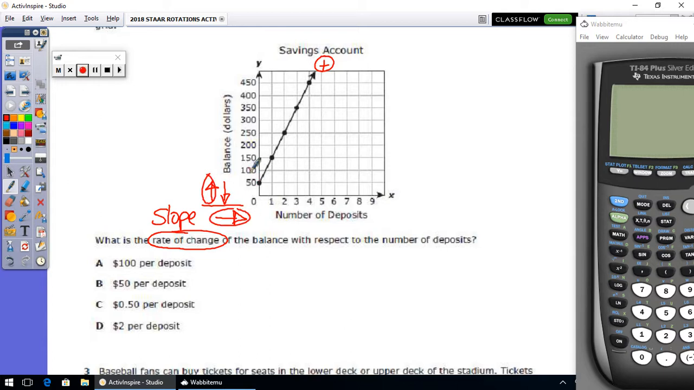So look at what we're counting by. On the y-axis right here, we're counting by 50s. So let's do that here. We'll go from this point to this point. 50, 100, so my top number is 100. And then if you look on the x-axis, we're counting by ones. So you run to the right 1 time. So there's my slope.